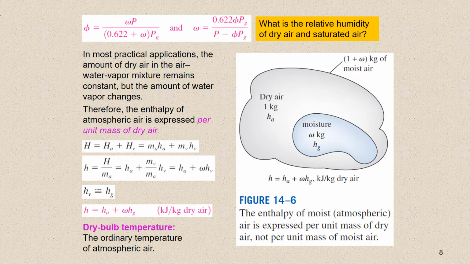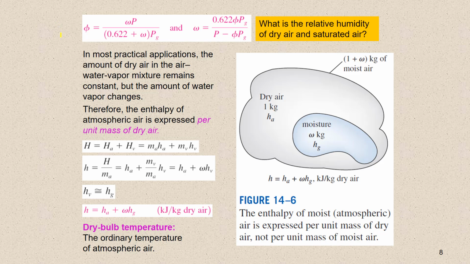So combining equations that we developed earlier, you can get the new equations that you see on the top of the slide. The relative humidity ranges from 0 for dry air to 1 for saturated air. Note that the amount of moisture air can hold depends on its temperature. Therefore, the relative humidity of air changes with temperature even when its specific humidity remains constant.